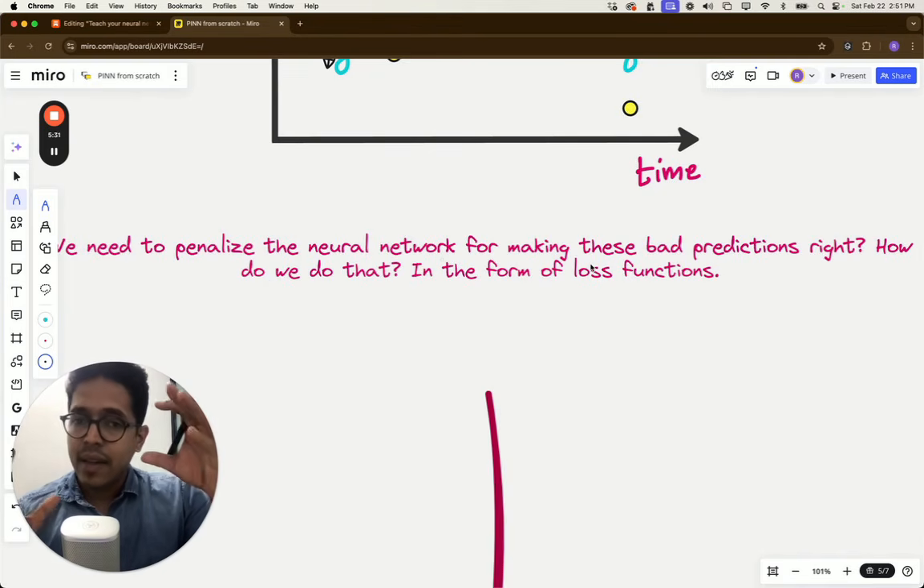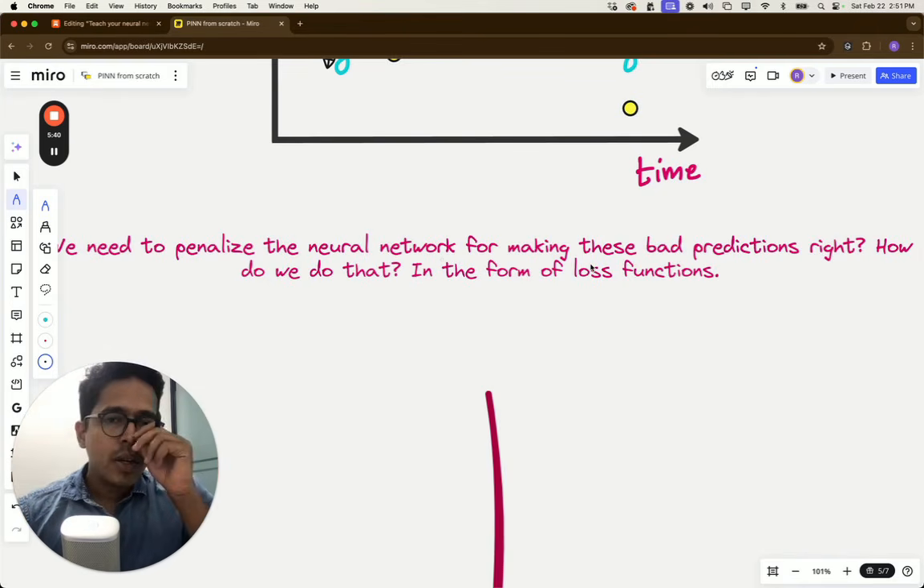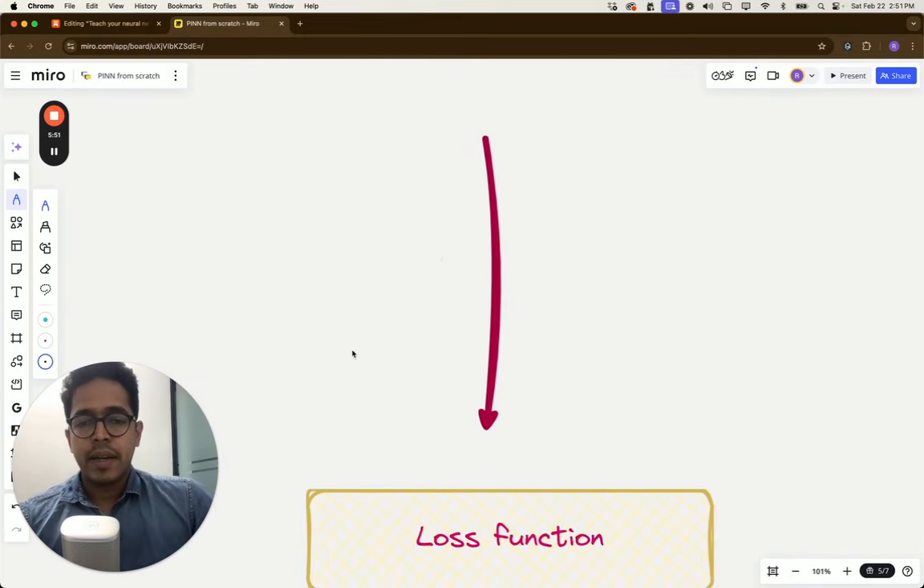Only then can you communicate to the neural network that, hey, your parameters are not good. You have to adjust them in a certain way so that you can make better predictions. So how do you communicate to the neural network that the predictions are bad? This is done in the form of something called loss functions. So the loss function is what we will be looking at next.